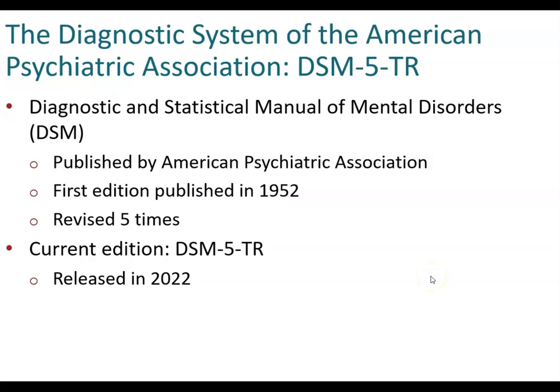Now, the Diagnostic Statistical Manual of the American Psychiatric Association is the DSM-5 TR. The current edition is the 5th edition. The text has been revised. That was released in 2022.